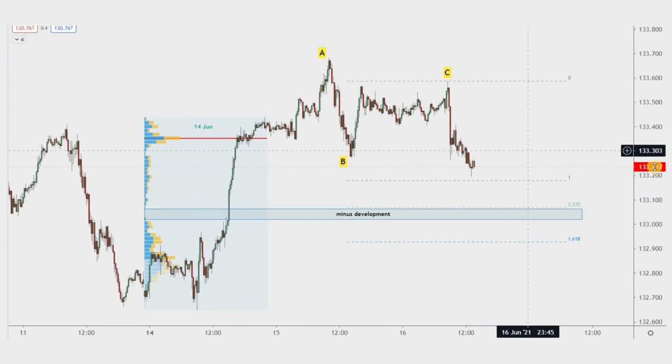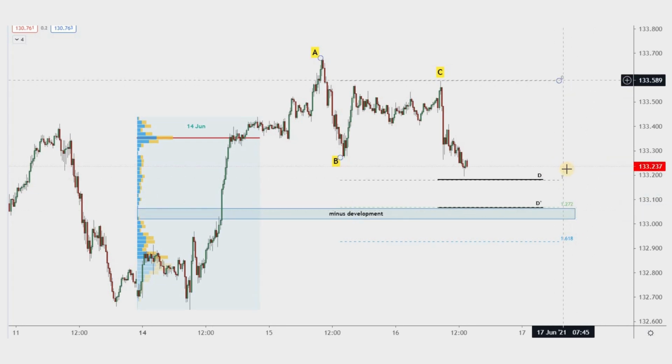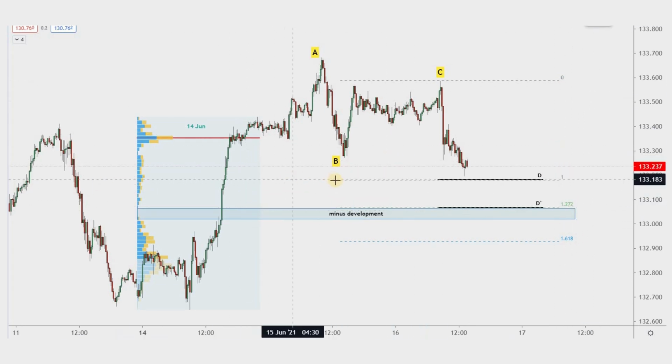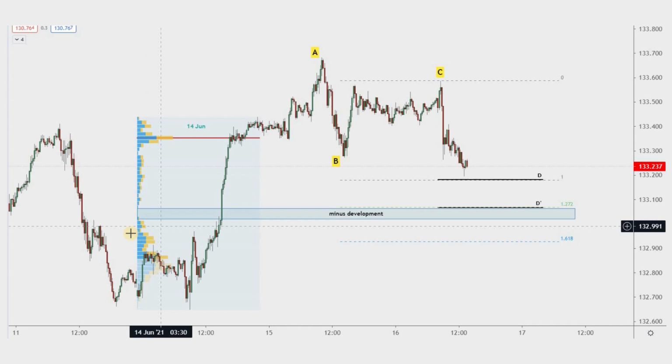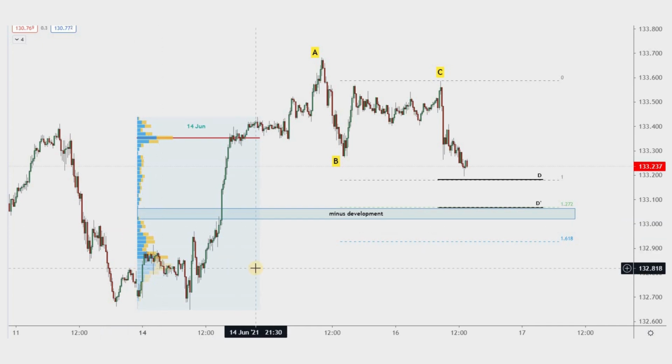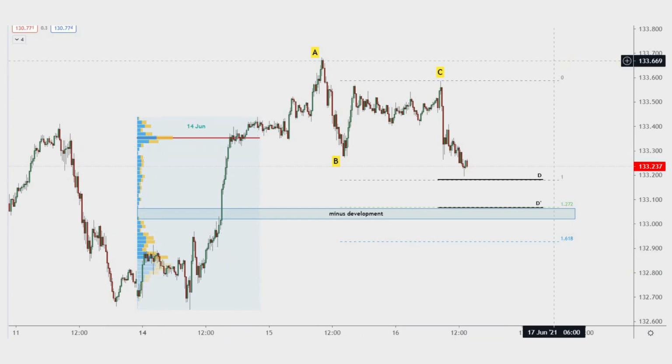Price has completed a regular ABCD pattern. We highlighted the D point, but when we look on the left, we don't see any significant volume that will encourage a buy trade on that level. The minus development level correlates with an alternate 1.27 AB equals CD pattern.